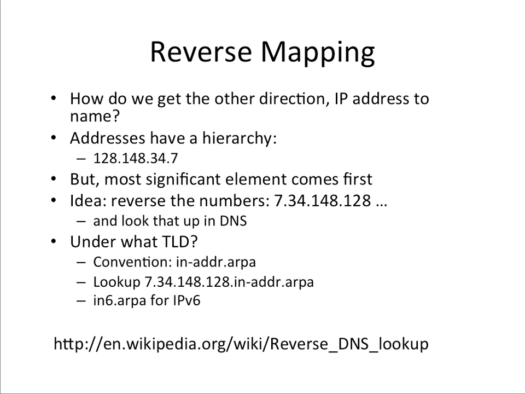There is a related concept called reverse mapping. Sometimes you need to know the name given the address. So we've talked about how to convert a name to an address. Sometimes you need to go in the other direction. Why might you want to do that?